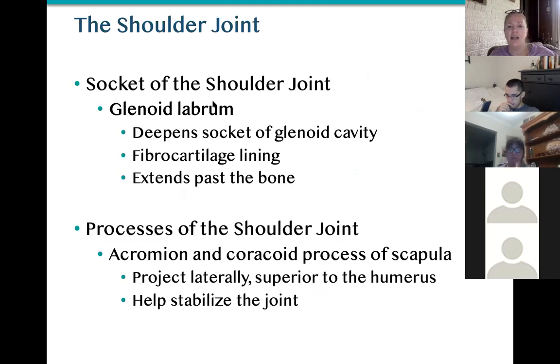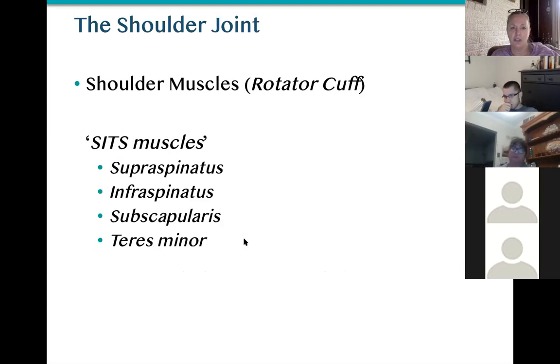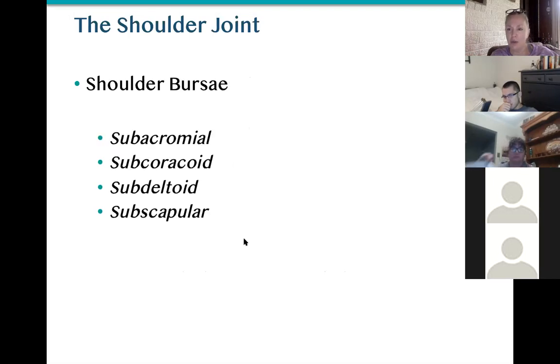All right, so that's called the glenoid labrum that surrounds it and extends. The whole purpose of the labrum is to extend the socket, to make it more of a rounded socket, because that glenoid cavity is actually very shallow itself. And then all these processes of the shoulder joint extend from the scapula and help stabilize by projecting laterally, so we can extend all these big muscles out over the shoulder and help stabilize that joint. And they're called the SITS muscles. And you probably just need to know the SITS muscles stabilize the joint. I don't think you need to know the specific muscles yet because we're not in the muscle section.